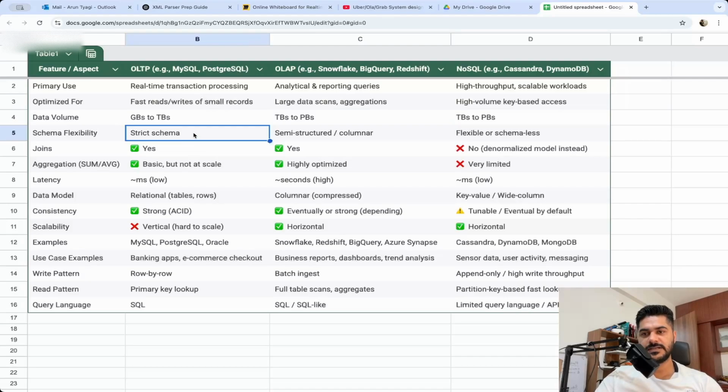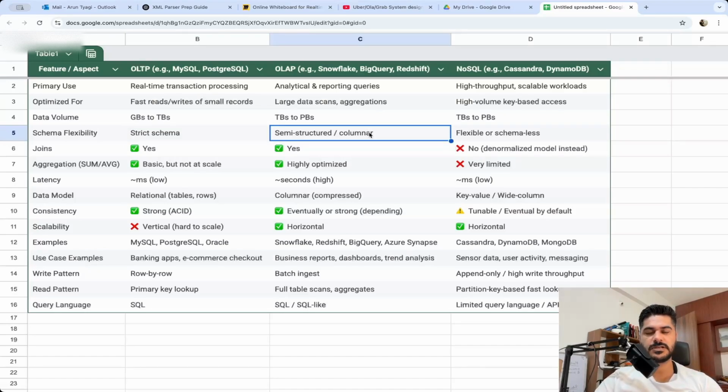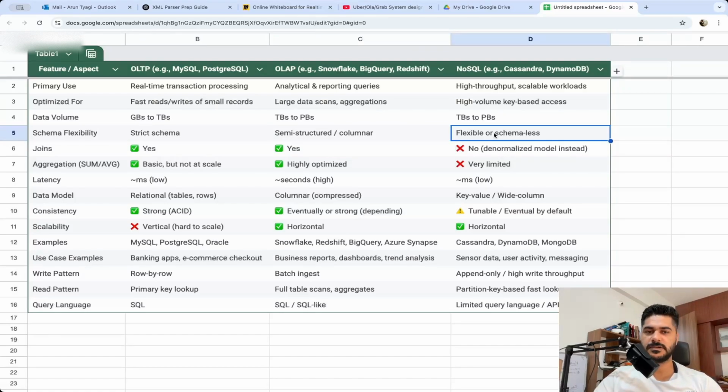Then schema wise, obviously in SQL it is strict, you have to define the entire structure, and only then will you be able to save and get the data. In OLAP, it's semi-structured, so you have to define, like we said, transform it into the structure in which you want to save. So it is semi-structured but still flexible, you can change it easily. And NoSQL, definitely no structure. As soon as you know your key, inside it you can dump anything.